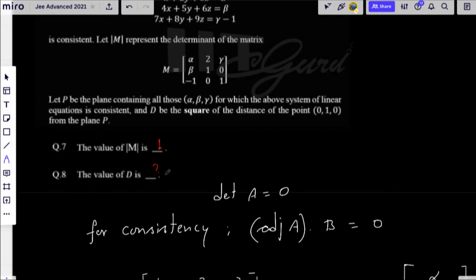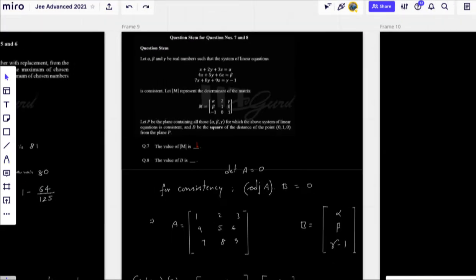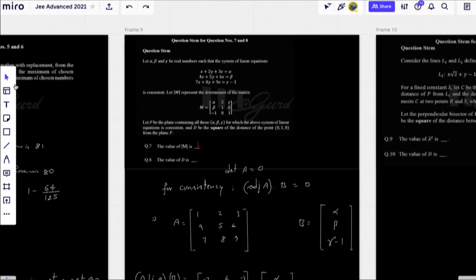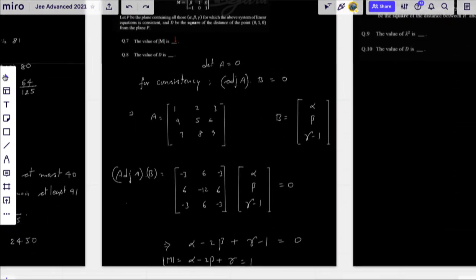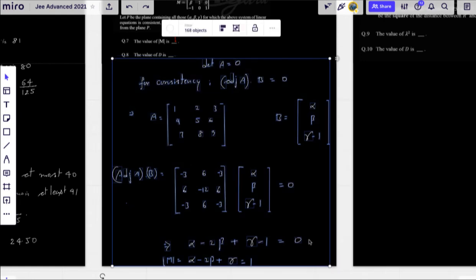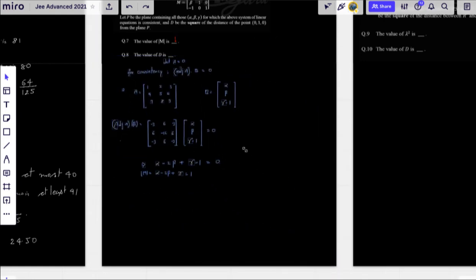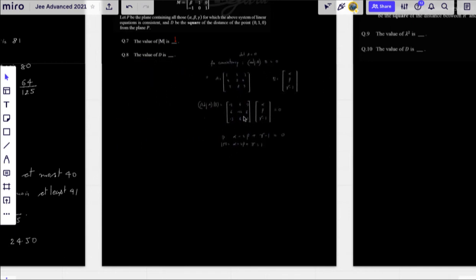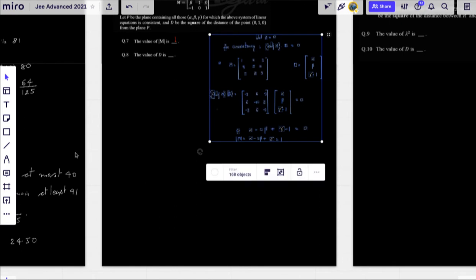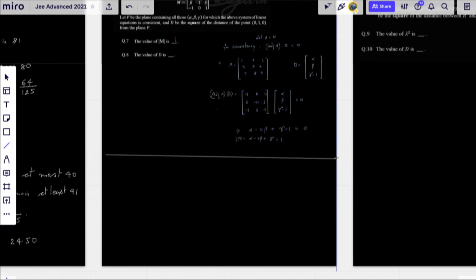Okay, well, what about this one? D. The value of D here, we have to find the value of D. Let's see how to find the value of D. Let me check this one. So shrink this, make some space here at least. Okay. This is for the 7th part. Now we'll go for question number 8. Okay, so question number 8 is here.